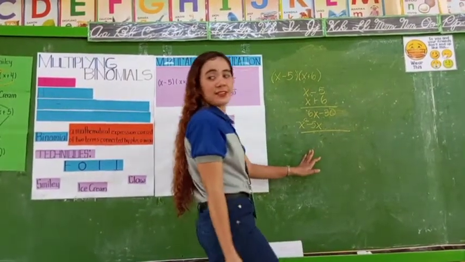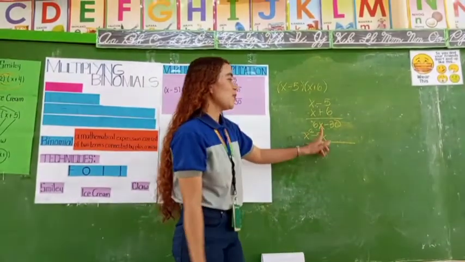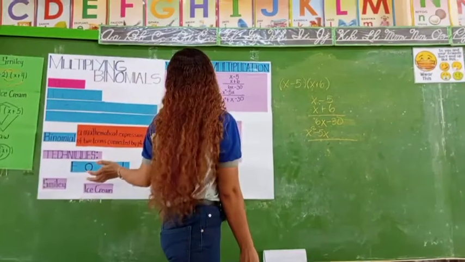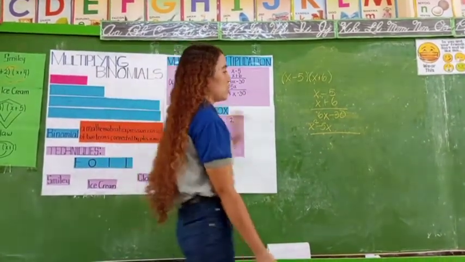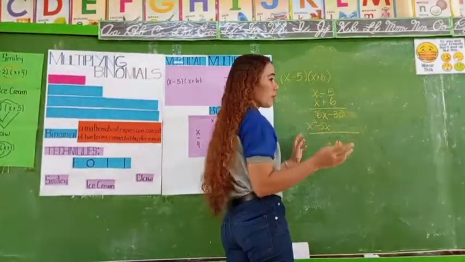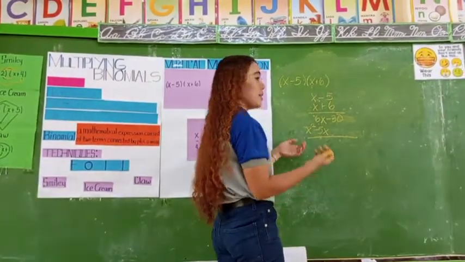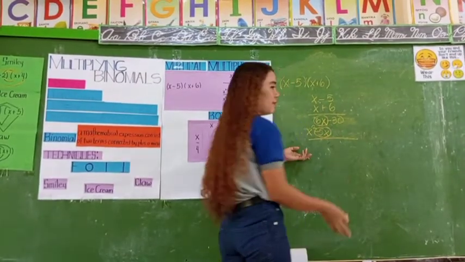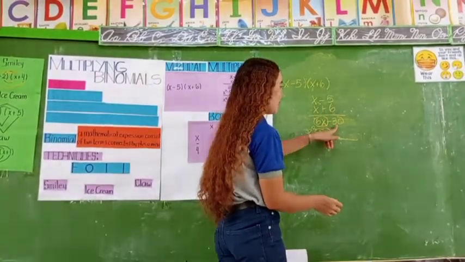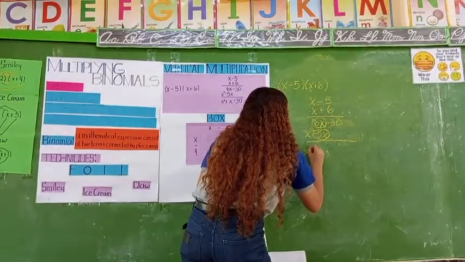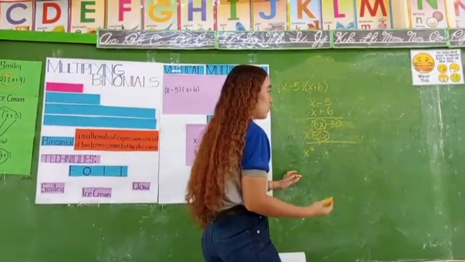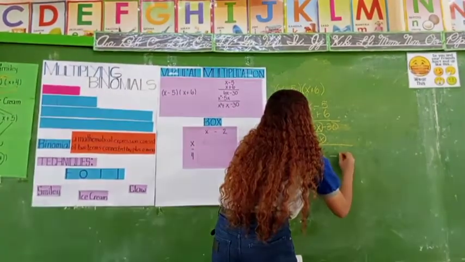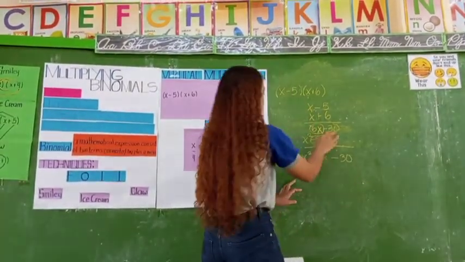Nagigets mo na ba bata? Nagigets ba? Okay. We are going to solve just like what we have do in FOIL method. We just combine or add or subtract the like terms. So ang like terms natin dito ay 6x and then the negative 5x. So yung x squared and then the negative 30, bring down na natin siya. Kasi wala siyang kasama. So totally it means na wala kang kailangan baguhin sa kanila. So just put there x squared and then the negative 30.